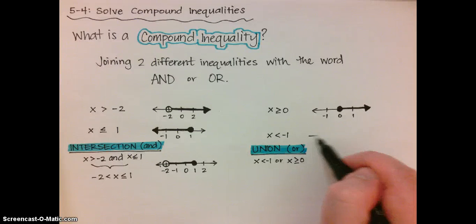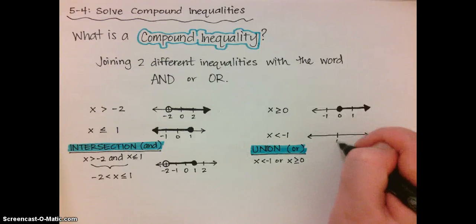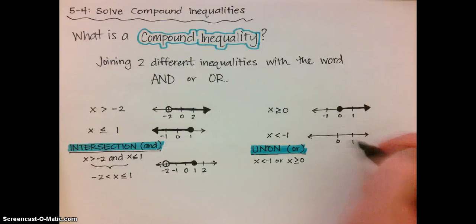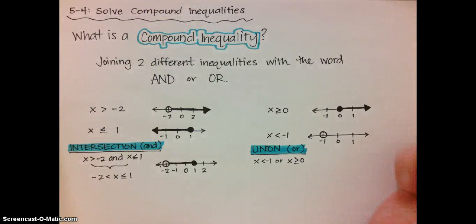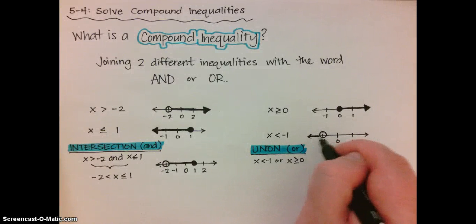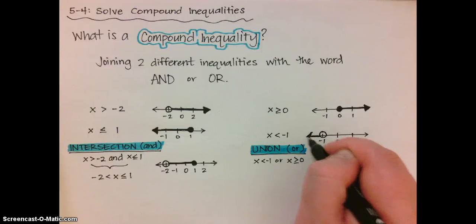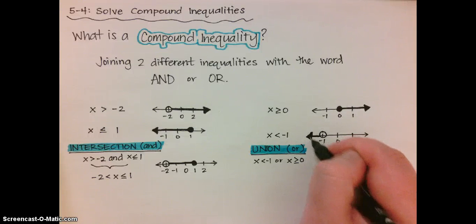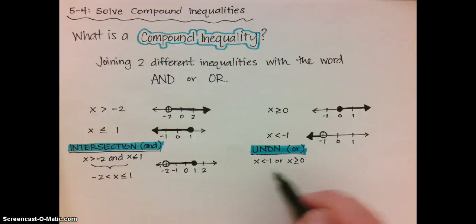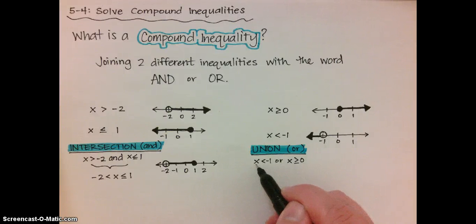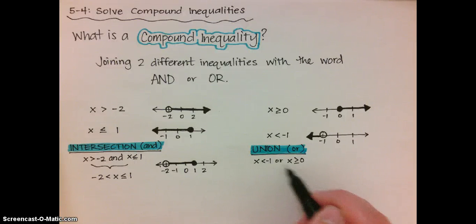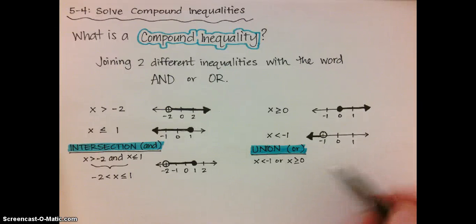And then if I was going to graph the inequality x is less than -1, I would have an open circle on -1, and it's all of those numbers that are getting smaller than -1. So it's going to be going in the opposite direction. So when I look at the union of these, I'm going to graph all of the solutions where x is less than -1, or all the solutions where x is greater than or equal to 0.